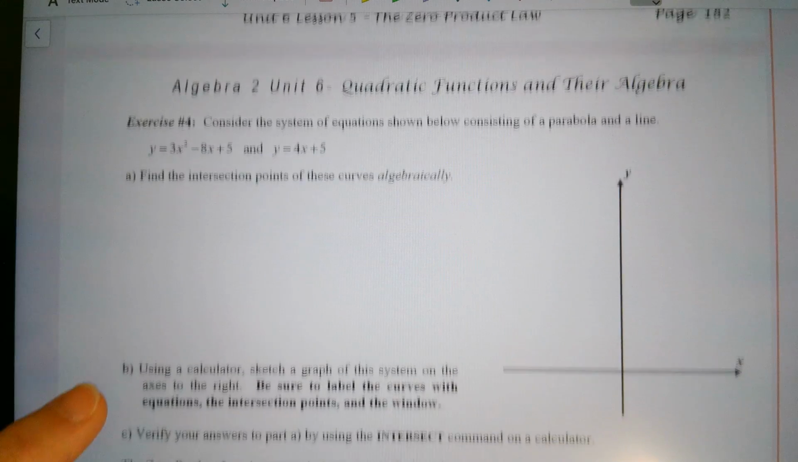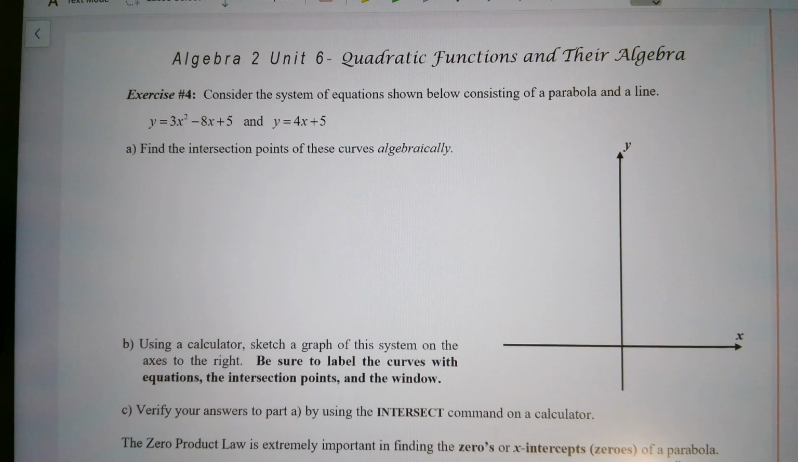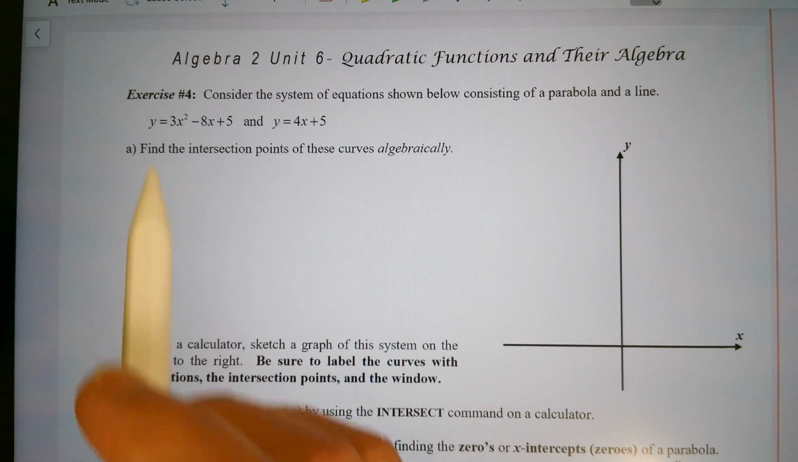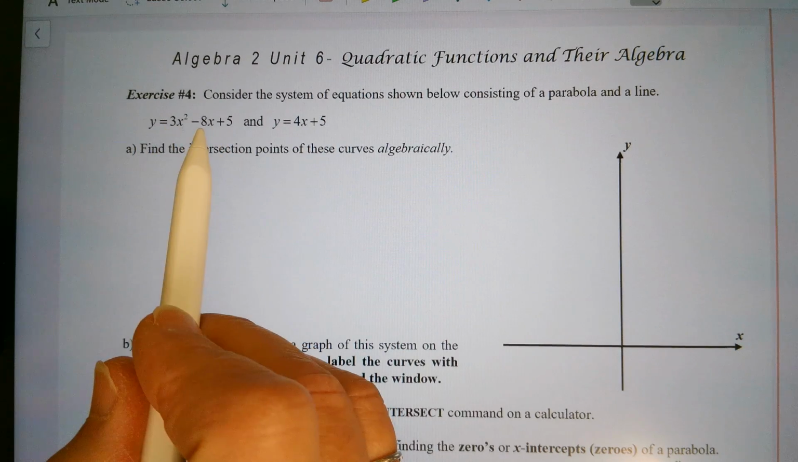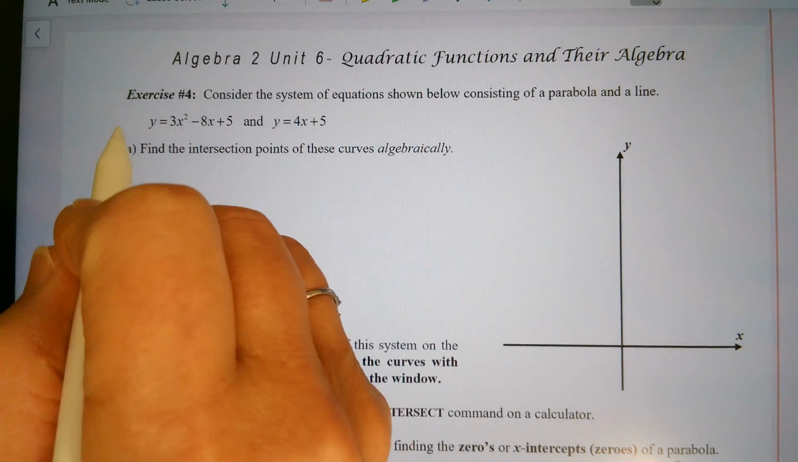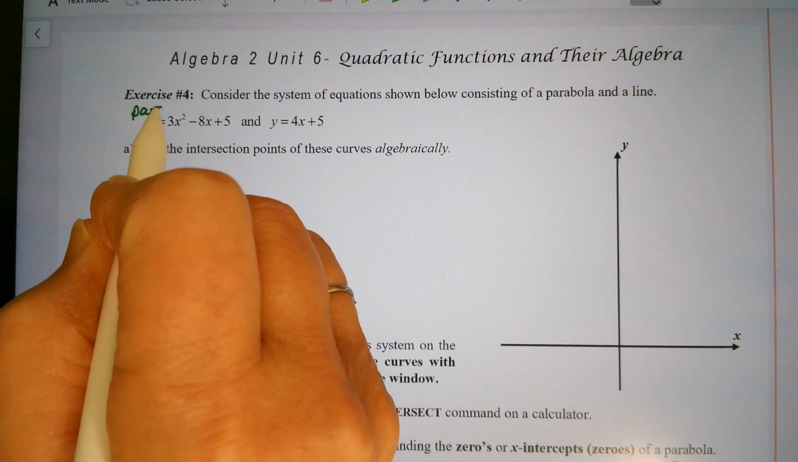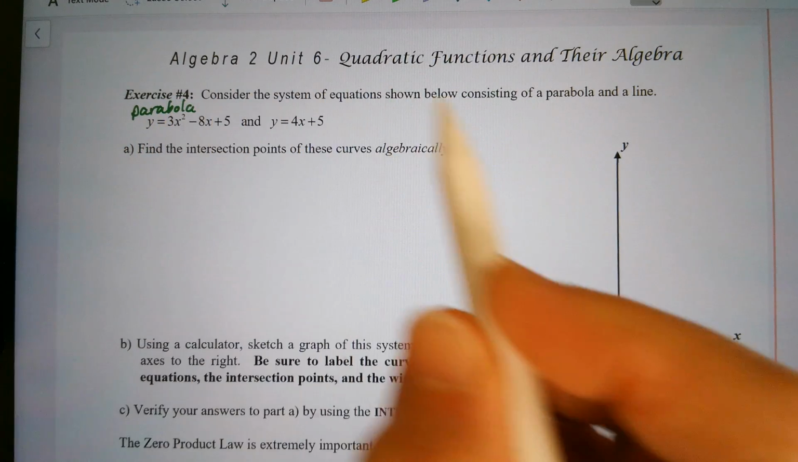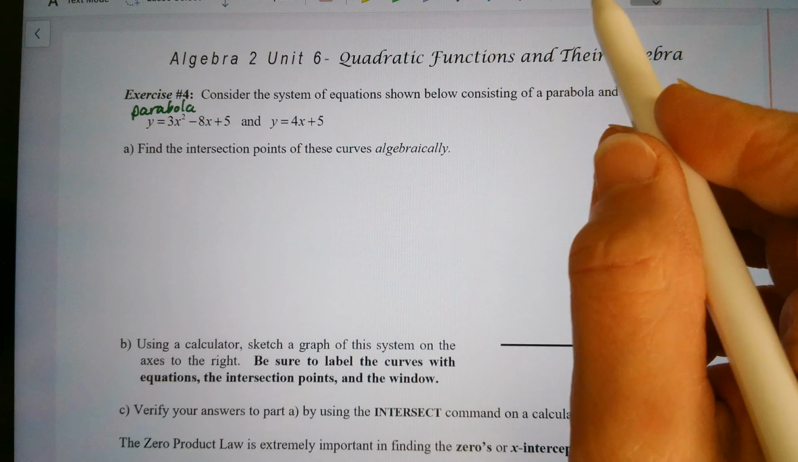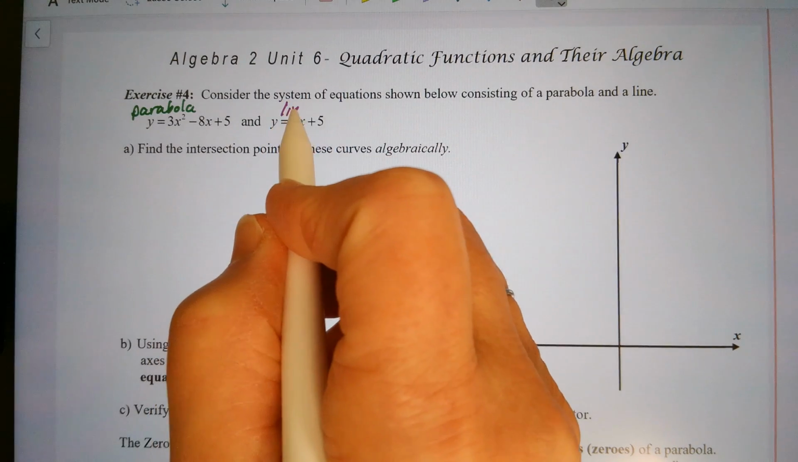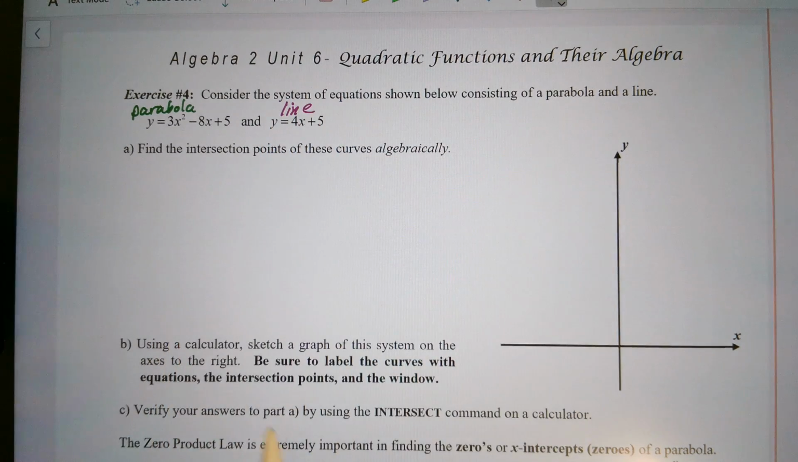Exercise 4 asks us to consider the system of equations shown below consisting of a parabola and a line. This is our parabola, right? It's quadratic. And this is our line. This is linear. Find the intersection points of these curves algebraically.